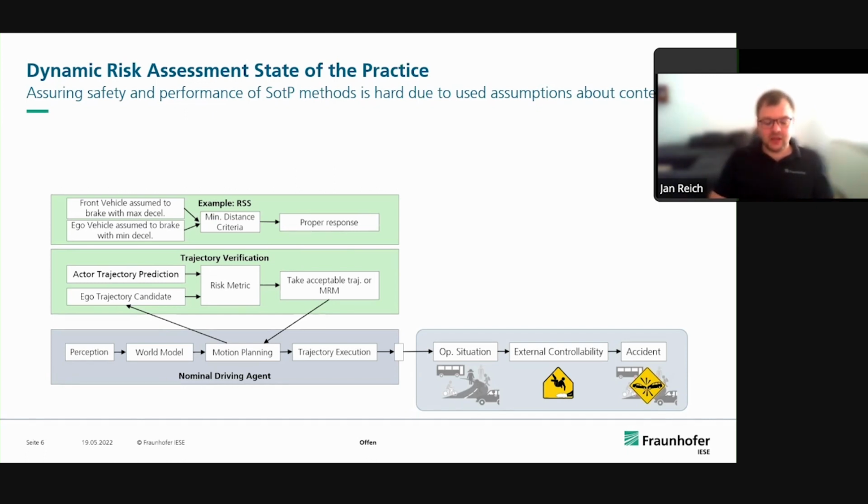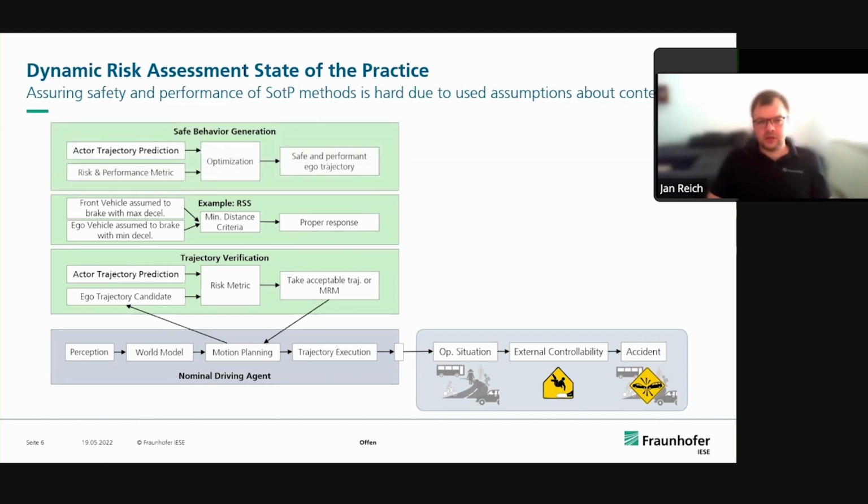So the third approach class that we have is not like taking an ego trajectory candidate of the motion planner and assessing whether this is safe, but it is a little bit more complex but follows the same principle. Here we want to generate safe behaviors or safe trajectories from the ground up. So this means like we still have to predict the trajectories of other actors, but now we don't take an ego trajectory candidate, but we take the space of all possible ego trajectories, and by using a risk and performance metric as optimization criteria, we try to find in this ego trajectory space the one that is safest and performant, so to say.